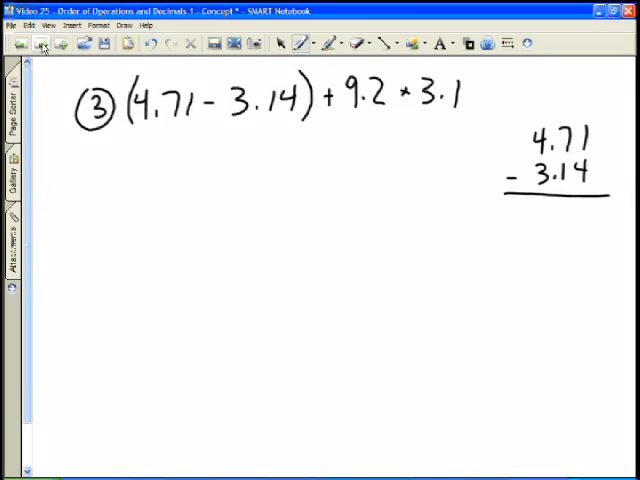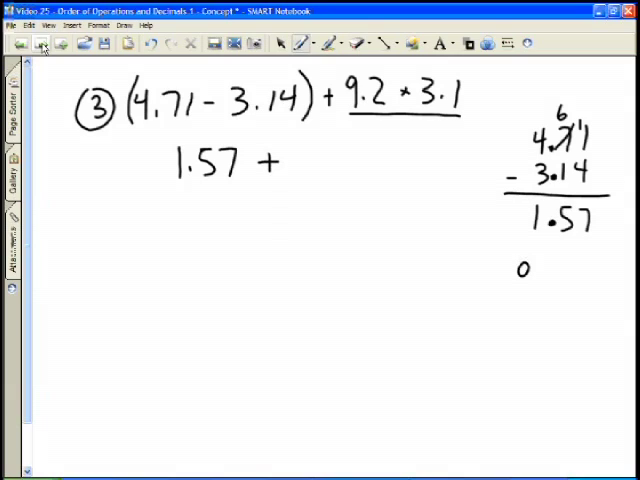1 minus 4 I can't do. I need to borrow 1. So I change the 7 to 6, and the 1 goes to 11. 11 minus 4 is 7. 6 minus 1. Remember, your decimals all on a line. 6 minus 1 is 5, and 4 minus 3 is 1. So 4.71 minus 3.14 is 1.57.